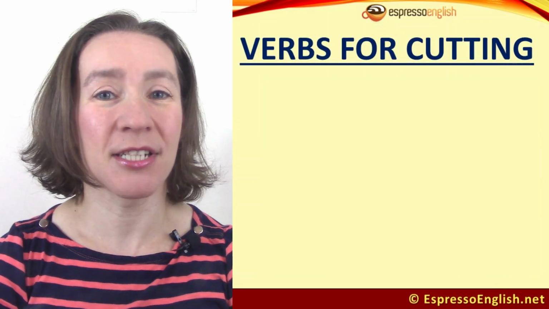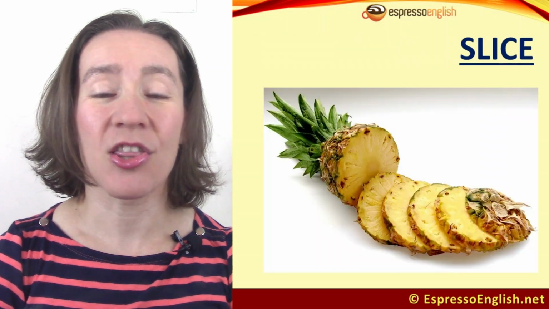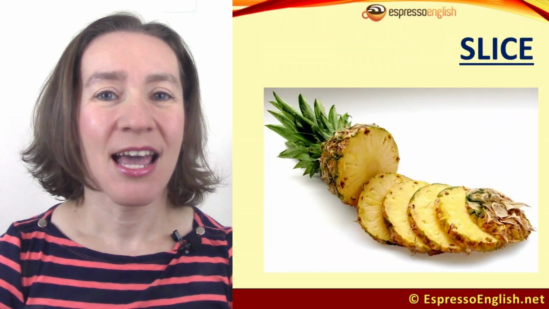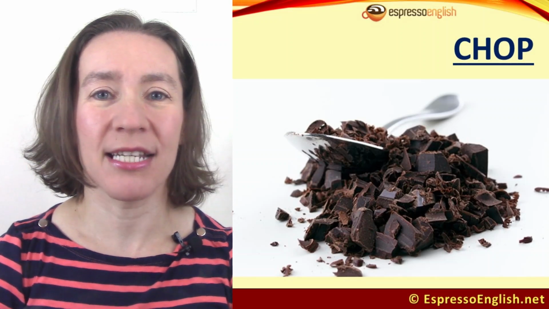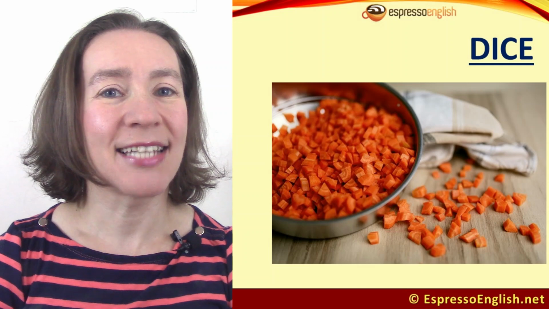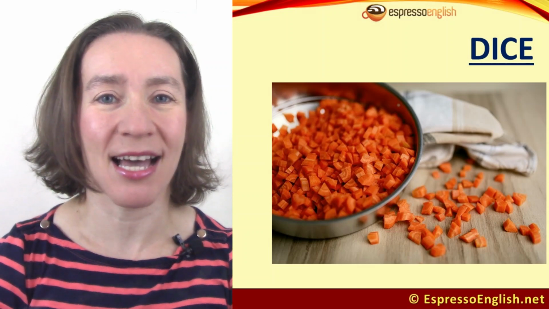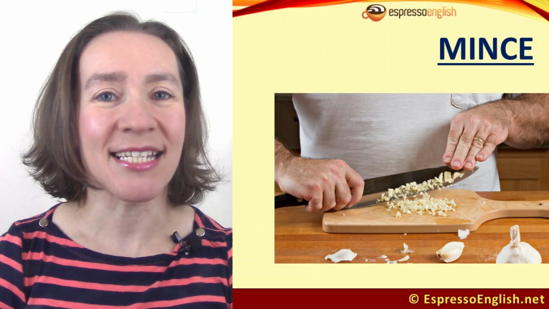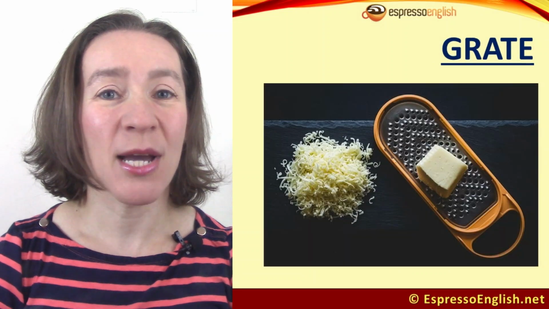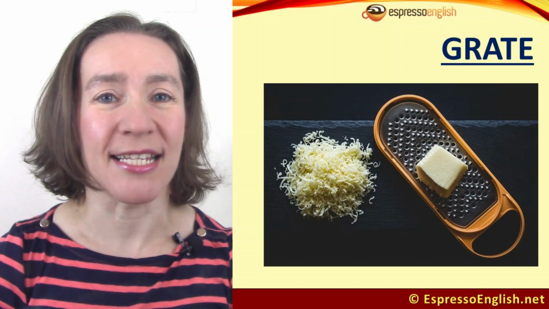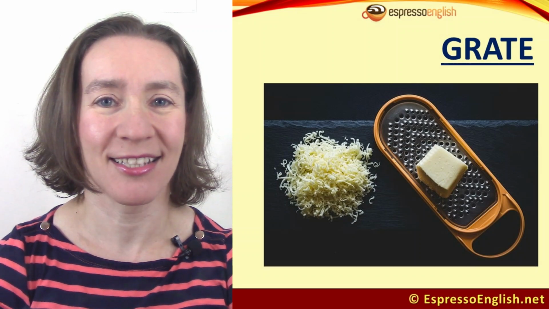Next, we have several different ways of cutting foods. We can slice them into thin, flat pieces. We can chop them into smaller pieces, which can vary in size. We can dice them into small square pieces that should all be around the same size. Or we can mince them into very tiny pieces. Another way to make small pieces is to grate a vegetable or some cheese using this thing called a grater.